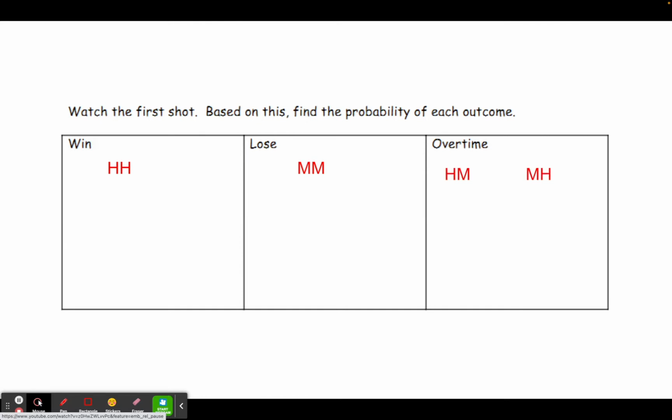And an overtime situation means that he would have to hit one of the 2 remaining shots that he has left. So either hit the next one and miss the last one, or miss the next one and hit the last one. And like we did in the first box, we can calculate those probabilities pretty easily. Hit and hit would be 0.82 squared, which is about 67%. Miss and miss would be 0.18 squared, which is about 4%.